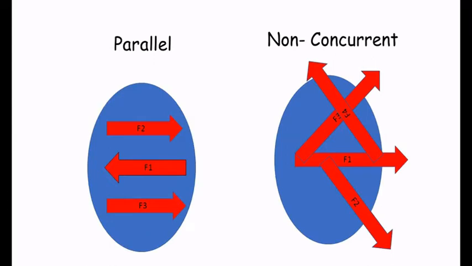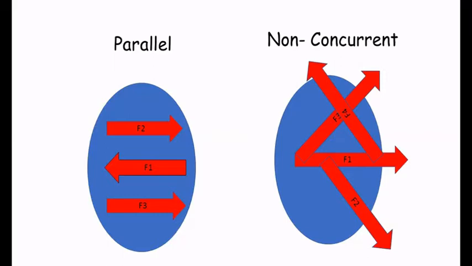In parallel force, the forces are parallel to each other. F1, F2, F3 are parallel to each other, and if the forces travel in the same direction, it is said to be like parallel, and if any forces travel in the opposite direction, it is said to be unlike parallel. The example given in the video is unlike parallel.